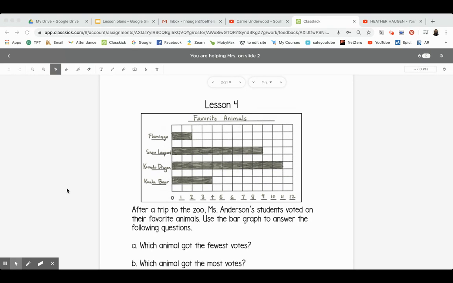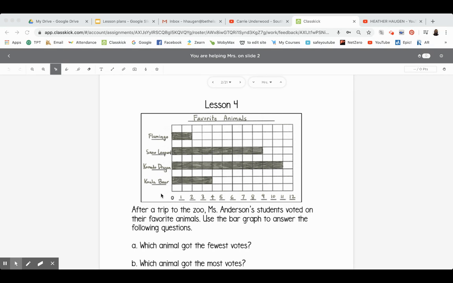So when we look at this, we first see a bar graph. The title is favorite animals. We have 4 categories on the side: flamingo, snow leopard, Komodo dragon, and koala bear. And then we have the numbers at the bottom and then the bars that give us the data.